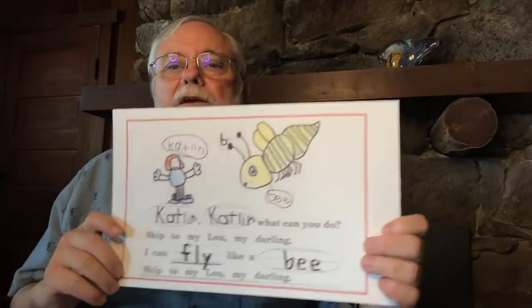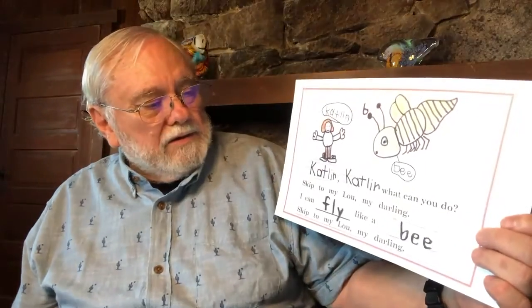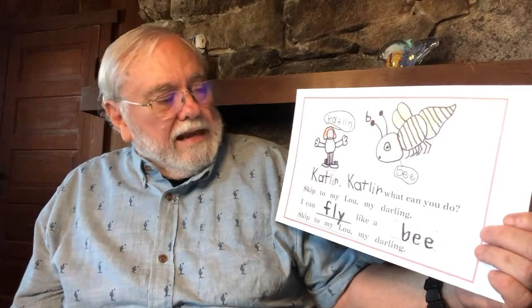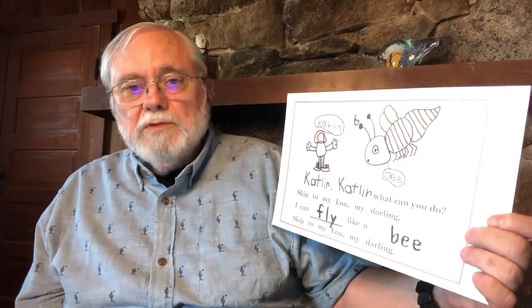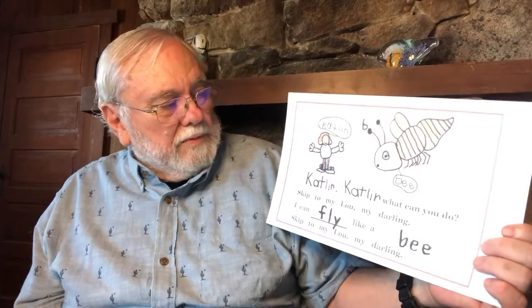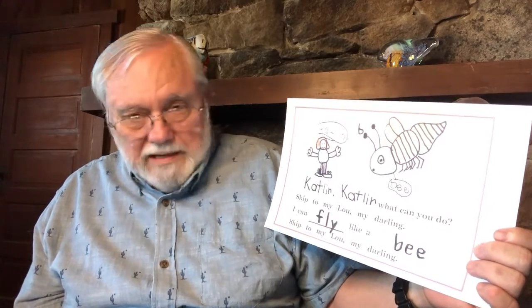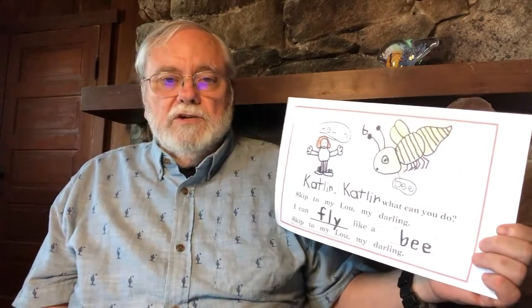So here are our pattern songs, and this is a pattern that goes like this. Katie, Katie, what can you do? Skip to Maloo, my darling. Now Katie drew a picture of herself and a bee, and she had to write something that she could do to be like a bee. So she writes, I can fly like a bee, skip to Maloo, my darling.